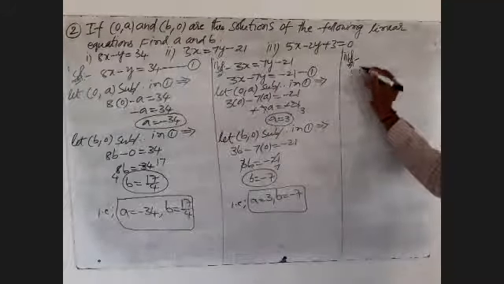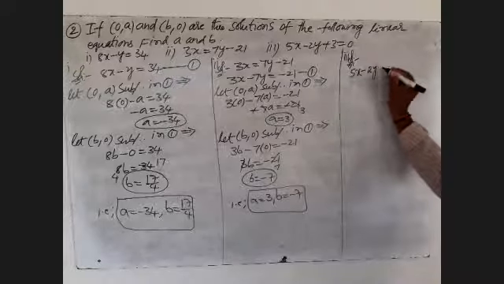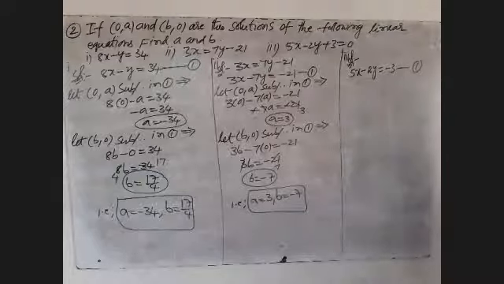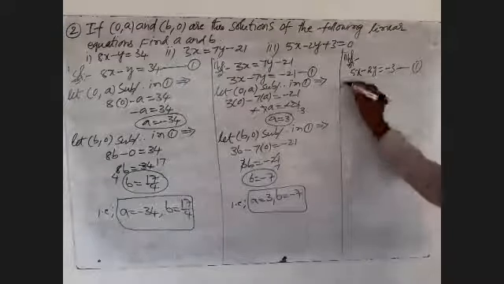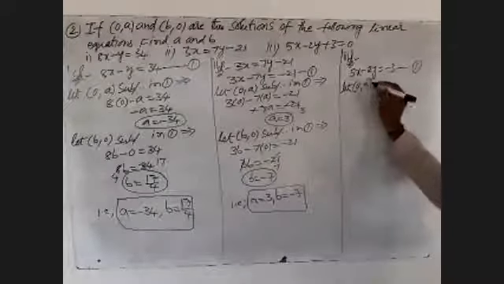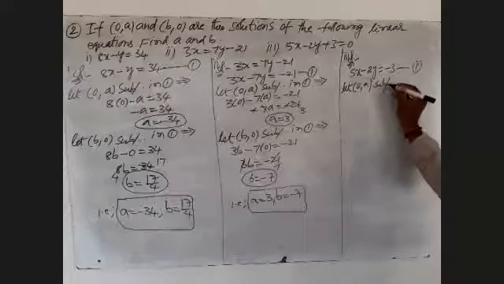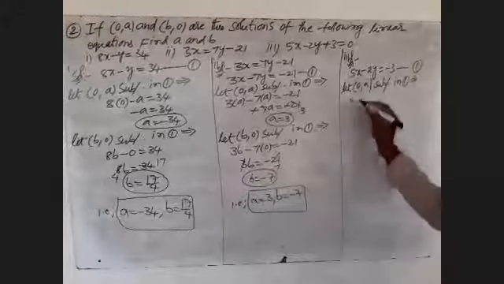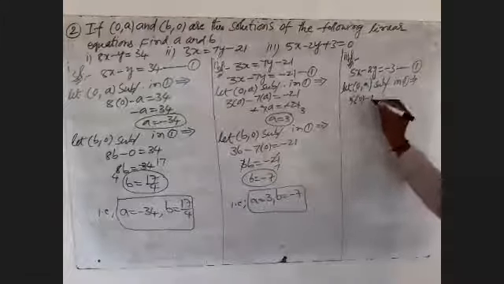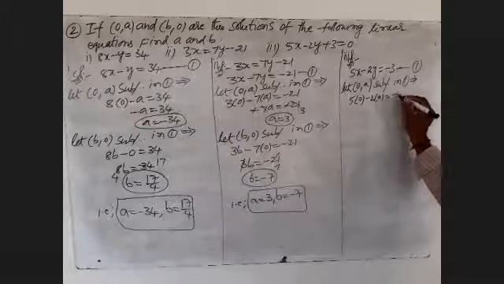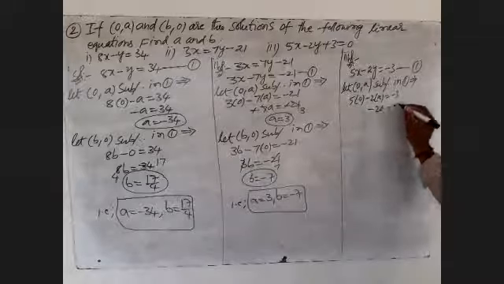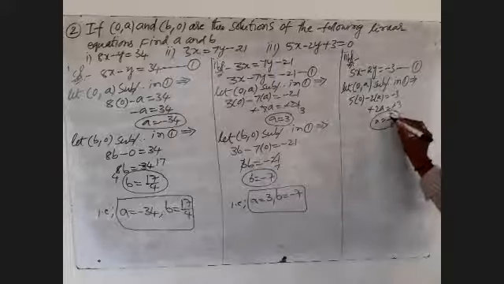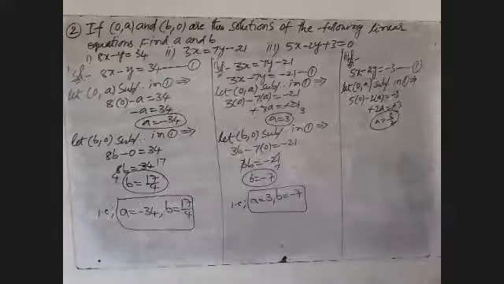Here we have to write 5x minus 2y is equal to plus 3, which will become minus 3 on this side. First we will take the point 0, comma a, substituting in equation 1: 5 into 0 minus 2 into a is equal to minus 3, that is minus 2a is equal to minus 3, a is equal to 3 by 2.